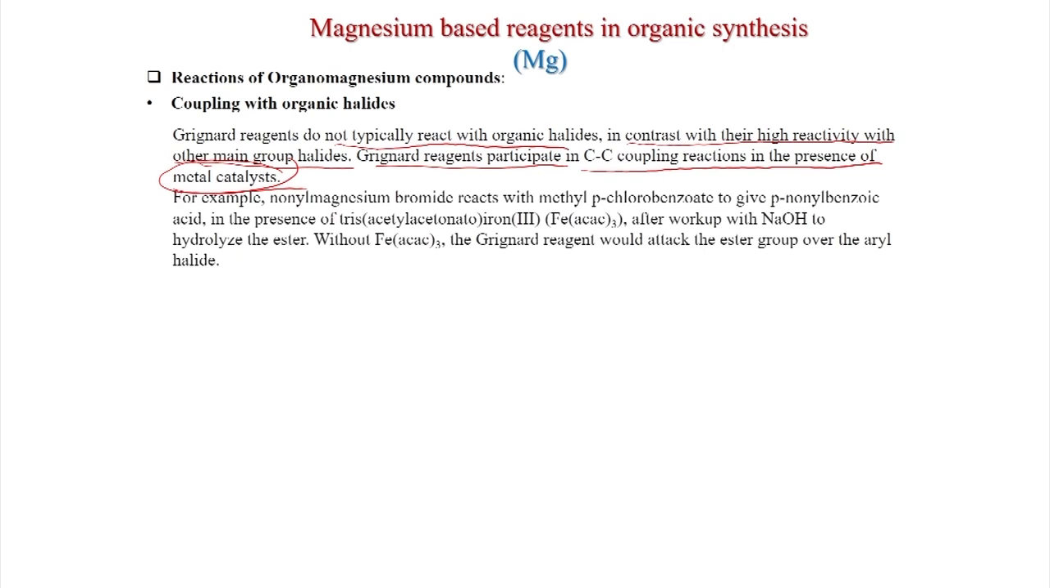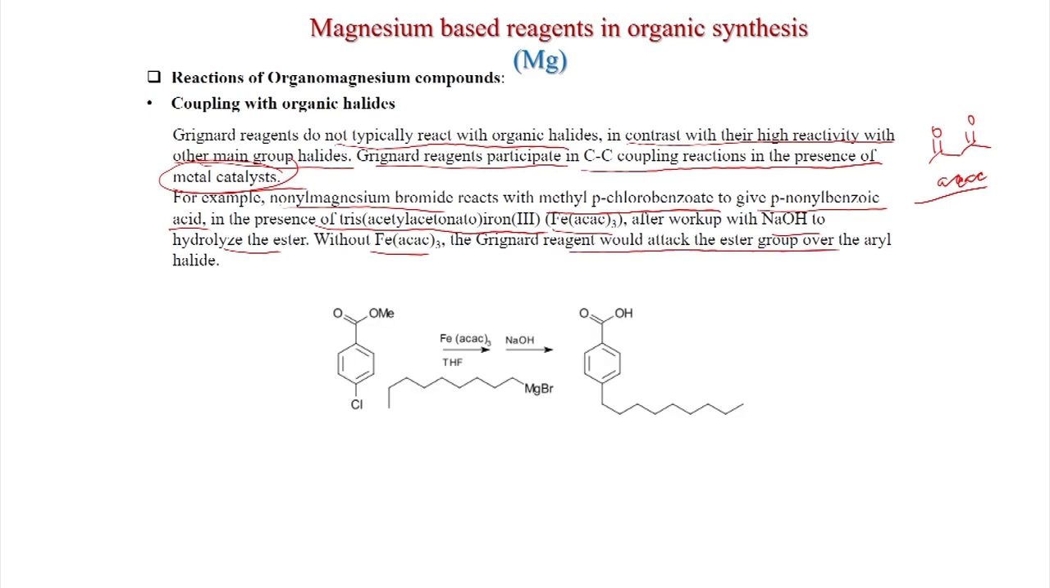For example, nonyl magnesium bromide reacts with methyl 4-chlorobenzoate to give 4-nonylbenzoic acid in the presence of tris(acetylacetonate) iron(III), Fe(acac)3. So, this is acac, acetylacetone. After workup with NaOH to hydrolyze the ester. Without acetylacetonate iron, the Grignard reagent would attack the ester group over the aryl halide.